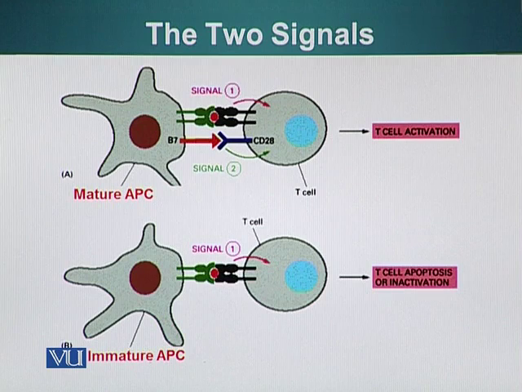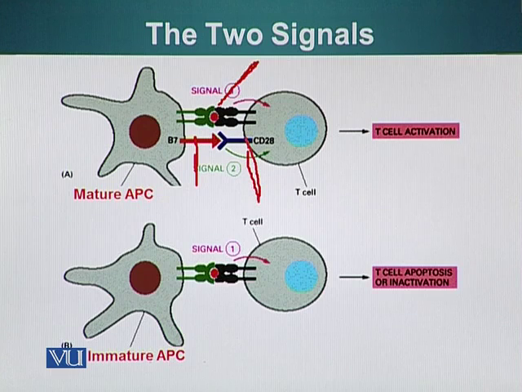Here is a mature APC, antigen-presenting cell. It is displaying a peptide fragment in association with an MHC2 molecule. And once this APC has engulfed a pathogen, it will mature, and that will result in production of B7 on its surface. This B7 interacts with another receptor on the T cell, which is CD28. These two signals are required for the T cell to become active.